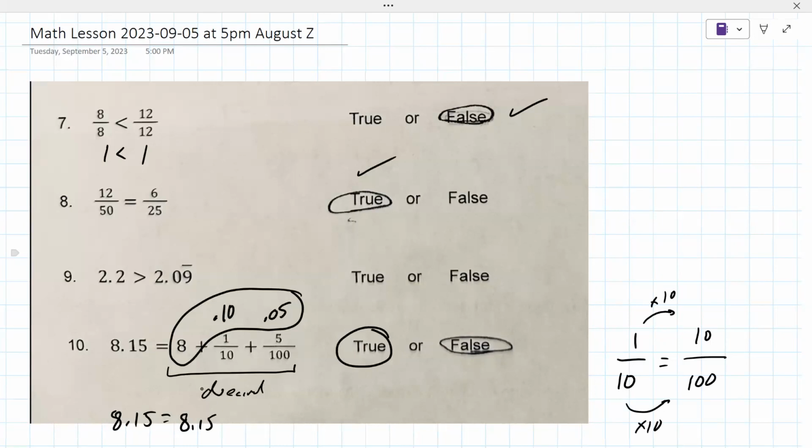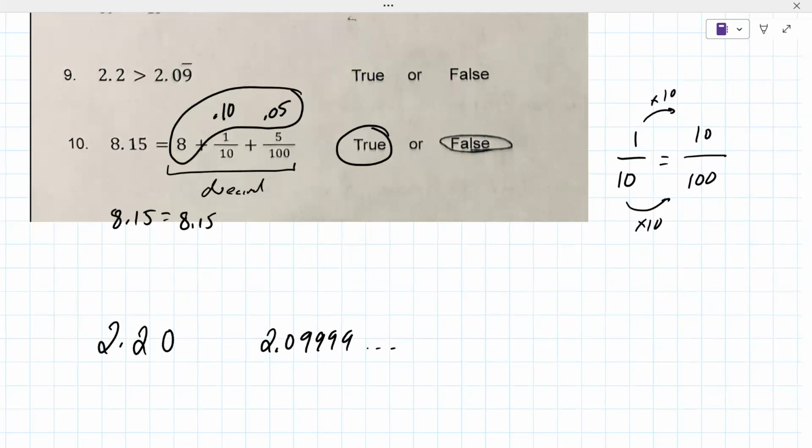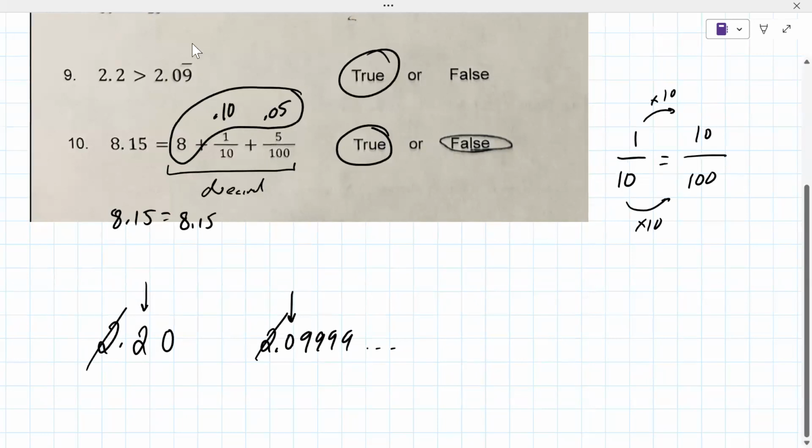Again, if we're comparing two things here, like 2.20 and 2.09999, and so on, you just go until there's a difference. Is the first one the same? Yeah. Is the second one the same? No. So whichever one is bigger, whichever one is smaller. So that would be true. It is true. Okay. All right, number 6 is correct.